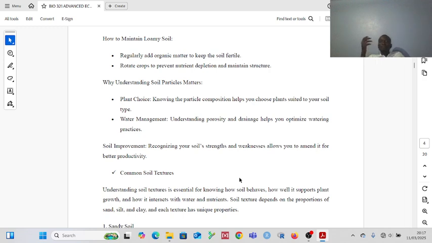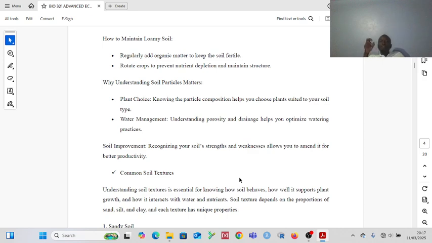When you've understood the porosity and the drainage, you will know what to do. If you are dealing with clay particles, you have to find ways of ensuring that water does not clog. If you are dealing with sand particles, then you have to ensure that you supply water frequently. The third reason why understanding soil particles is important is for soil improvement.